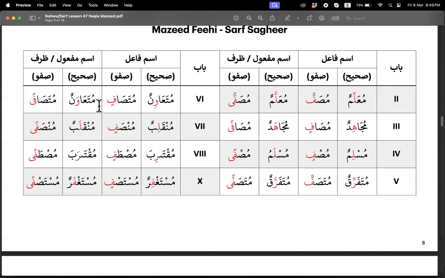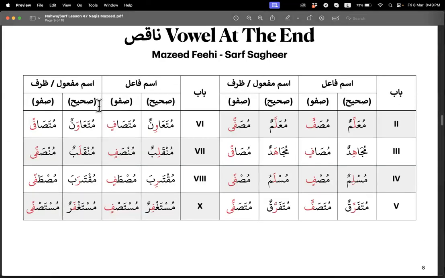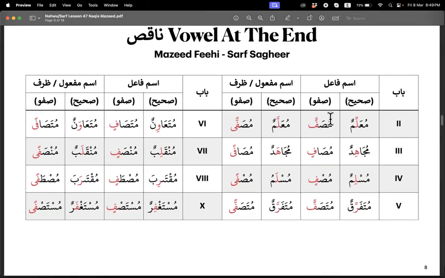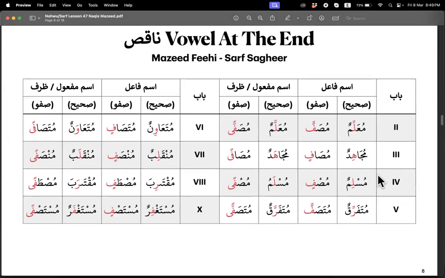Now, ism maf'ul. Ism maf'ul and ism zarf are the same for mazid fihi. Same thing like you do for ism fa'il, you do for ism maf'ul. Mu'allimun and mu'allamun: the only difference is a fathah on the lam, the second root letter. Same thing here: Mujahidun, Mujahadun, kasrah, fathah. So you follow Musaffa, but you don't put the ya at the end with a dhamma, you put a fathah. So this is going to be your rafa'.